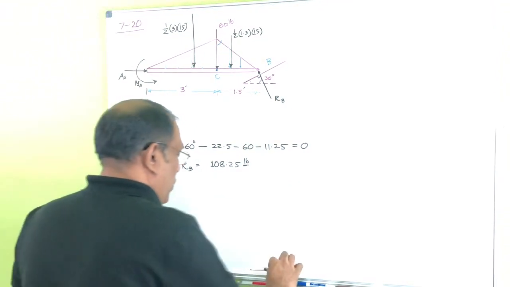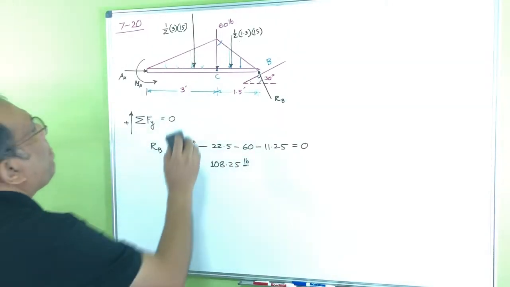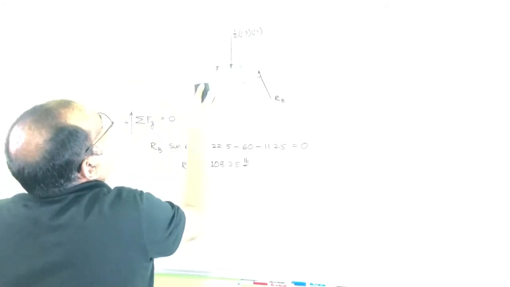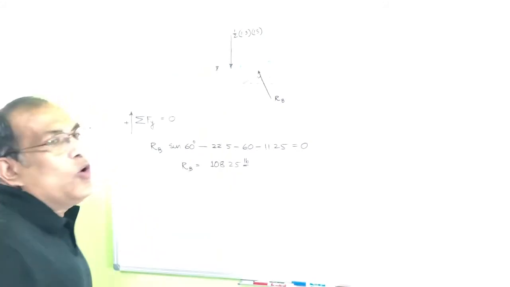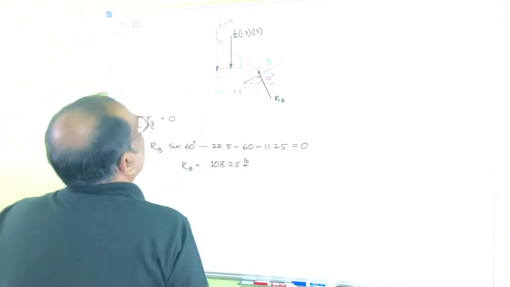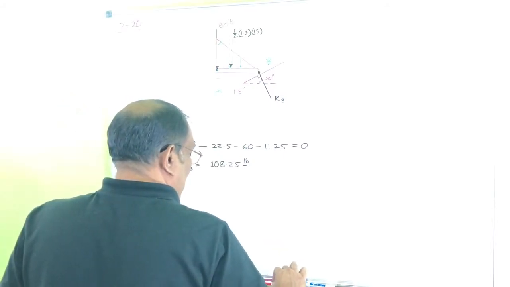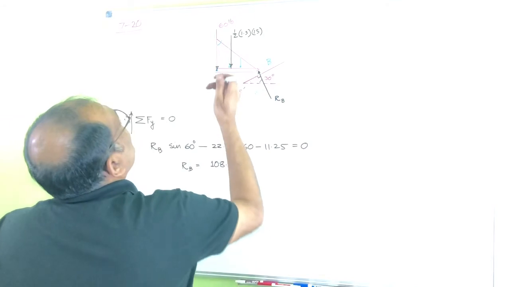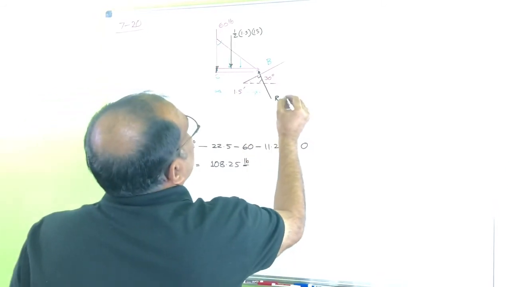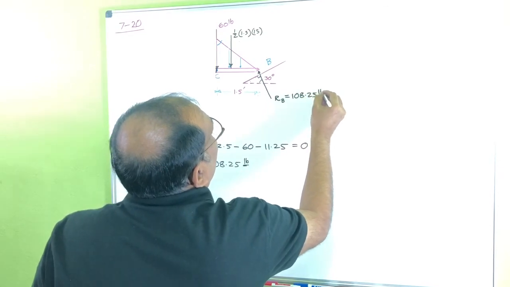108.25. So what we can do, since I already know that one, is make a cut here. Since this load is just to the right of this point C, I can see this concentrated load just right of that point C, and this one is actually 108.25 pounds.